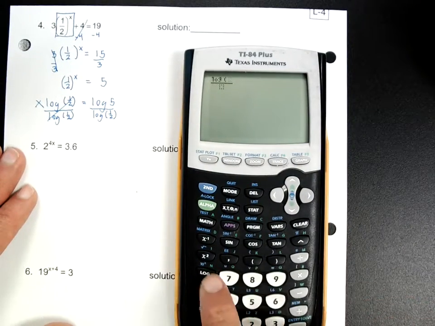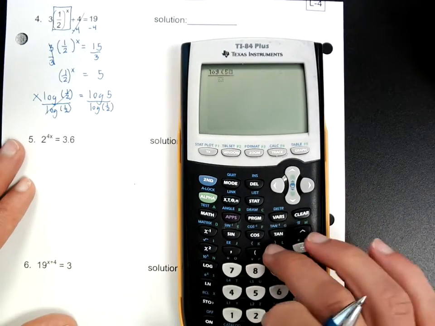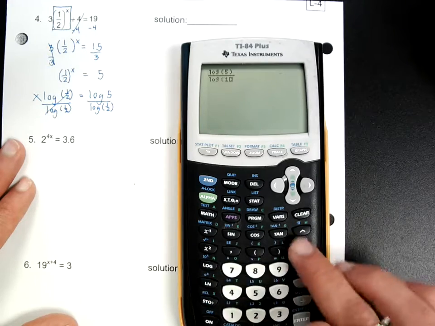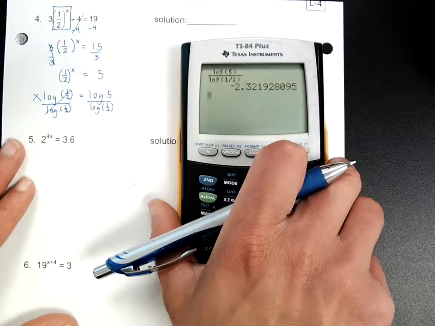See log. So here's the log key. If you haven't seen it, it's right beside that 7. Log of 5 divided by log of 1/2. So negative 2.322.